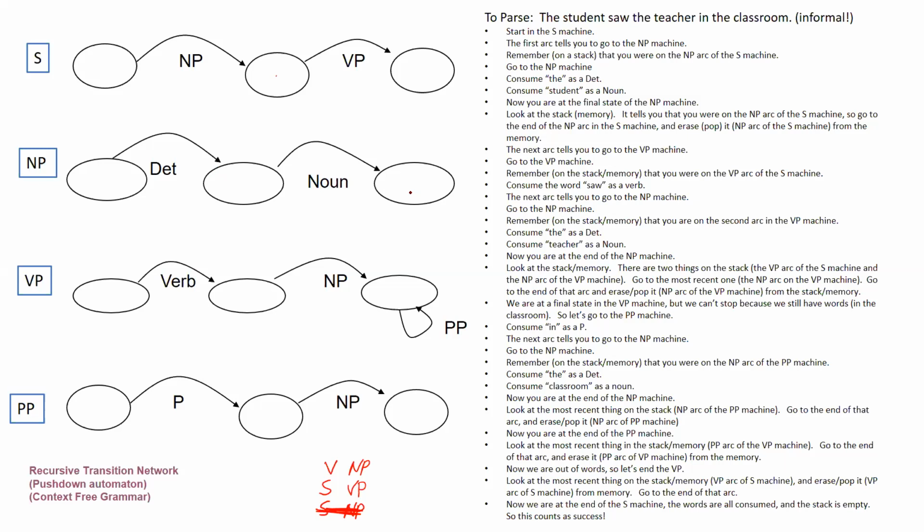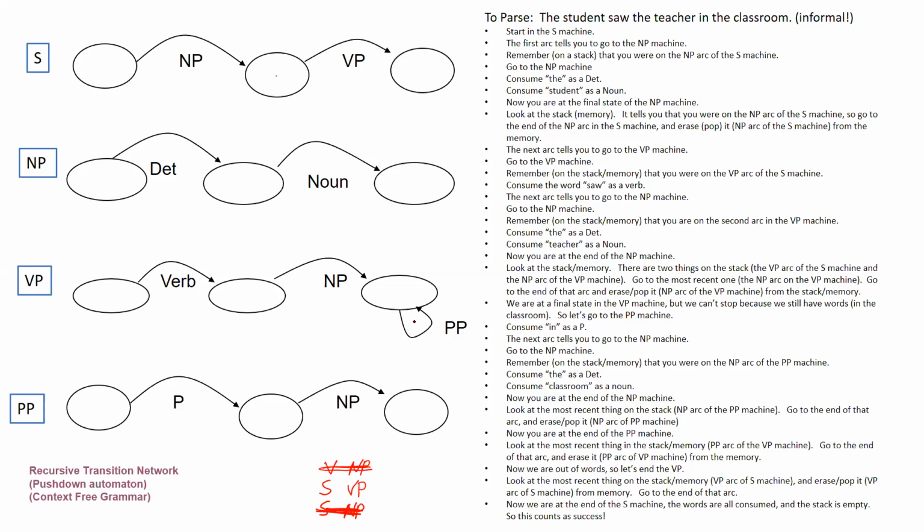So we have to go back where we left off. We look at the most recent place where we left off. That was the NP arc of the VP machine. We cross that off and go to the end of that arc. Now we could stop there, but the problem is we can't stop because we still have words left: in the classroom. So we're going to take this PP loop.